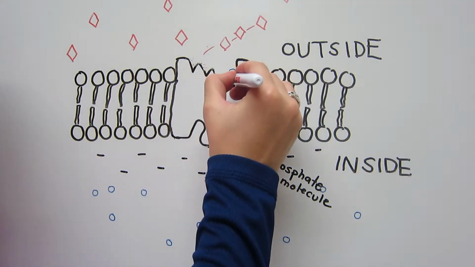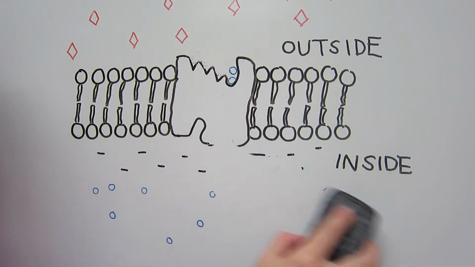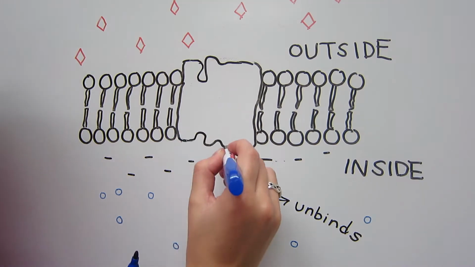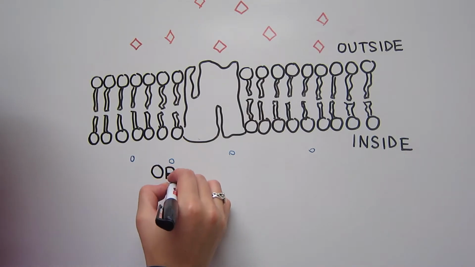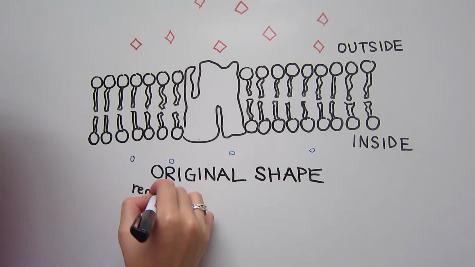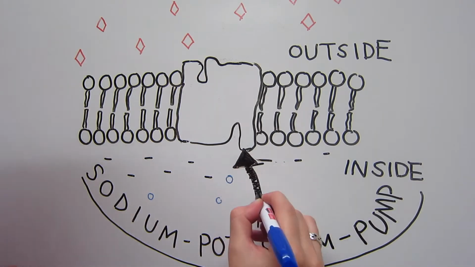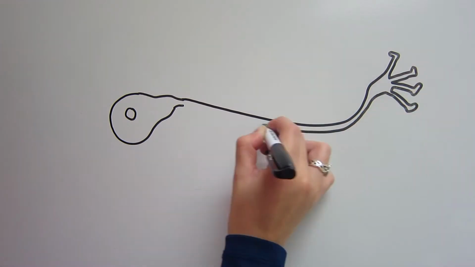Sodium ions diffuse away from the protein while 2 potassium ions bind. The phosphate molecule is now released, allowing another conformation change. 2 potassium ions are moved across the membrane and released inside. The pump is now back to its original shape and ready for an ATP molecule and 3 sodium ions to bind.